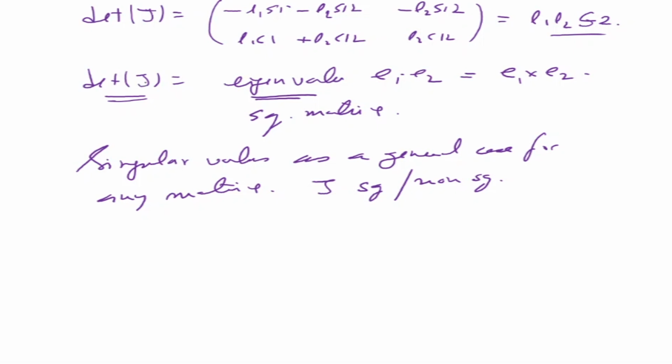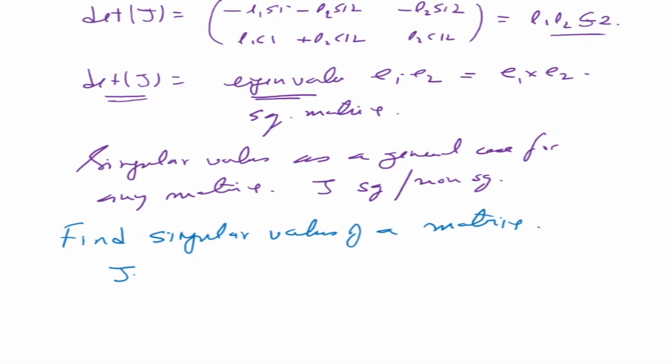Now let us look at how you find the singular values of a non-square matrix. So what we're trying to do next is find the singular values of a matrix. Now this matrix can be square, it can be non-square, it doesn't matter. Then we'll try and find the relation between singular values and eigenvalues. So we take this matrix J, or we can talk about any matrix A, SVD of A is equal to U sigma VT.